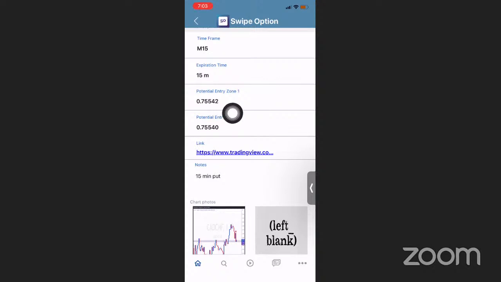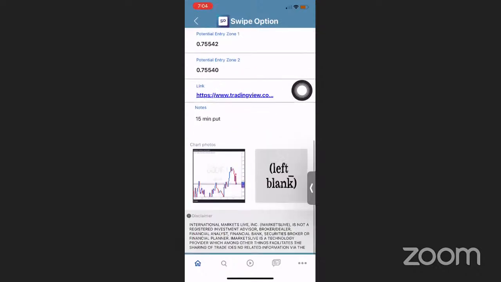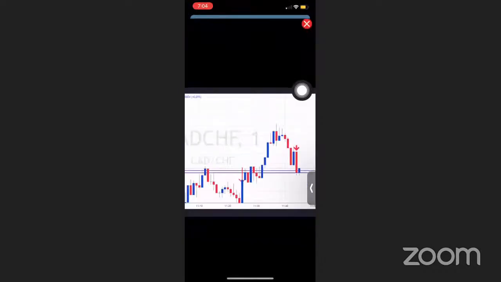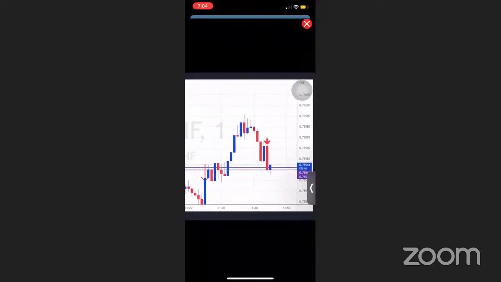You've also been given entry zones. These are the exact times or the price of where you can enter the zone. However, please remember, even though they've been written in exact decimals, these are estimates, okay? So you can take this trade anywhere in the zone area of 0.75542 or 0.75540.